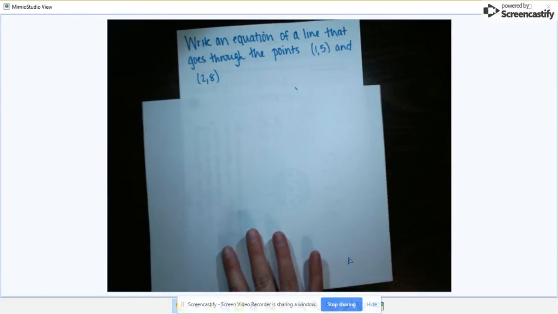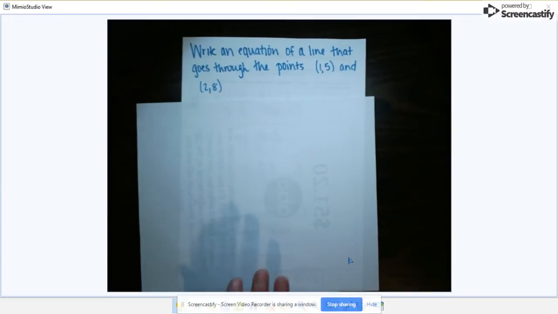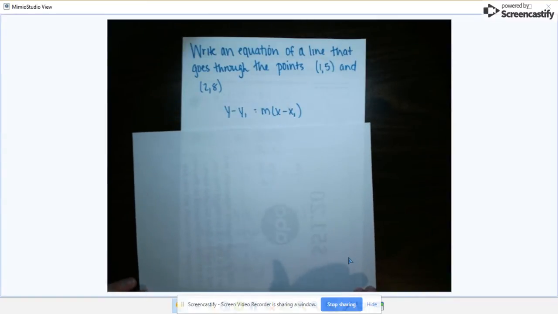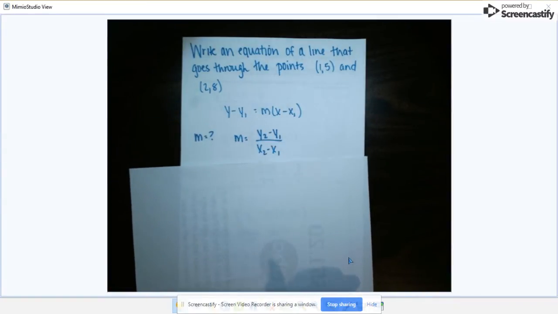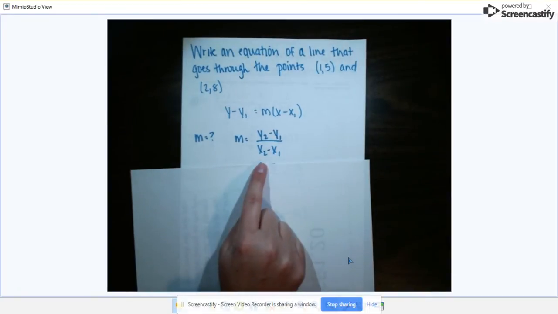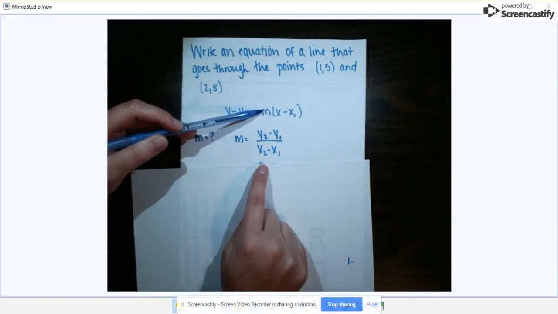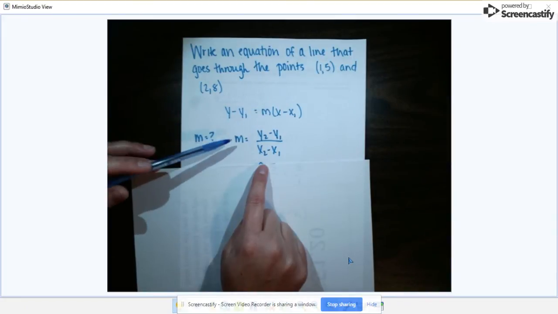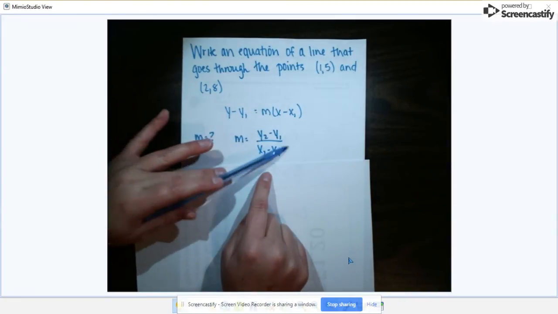Okay, this time we're going to have to write an equation, but we're only given 2 points. We don't have our slope. Luckily, we know our slope formula, which looks like down here. Okay, so in order to use point slope form, we have to have our m. Well, we don't have our slope yet, so we have to find our slope. This is our equation for slope.